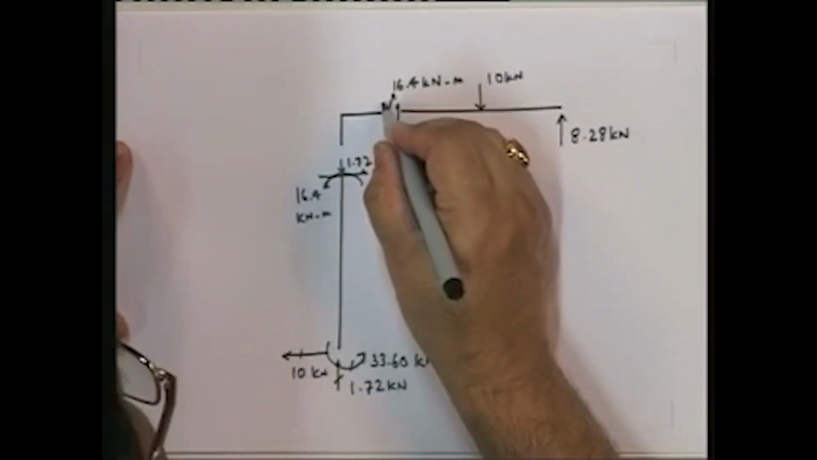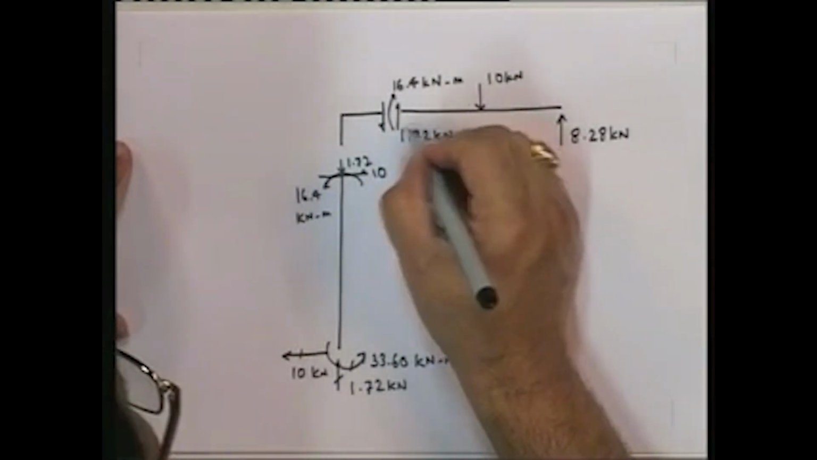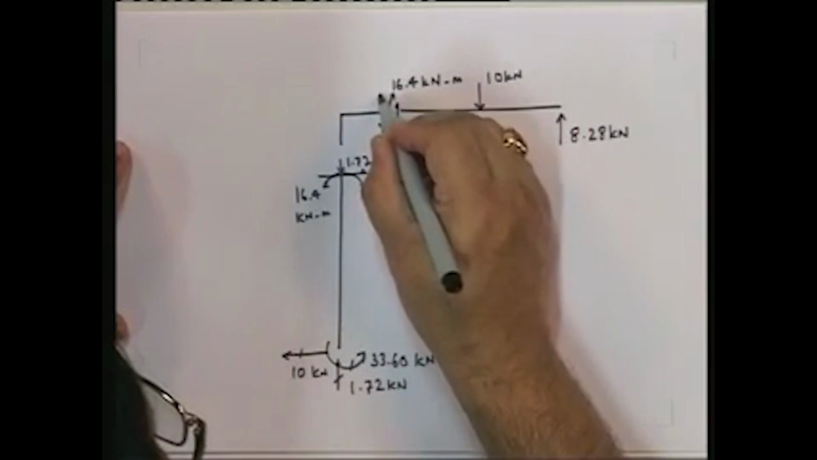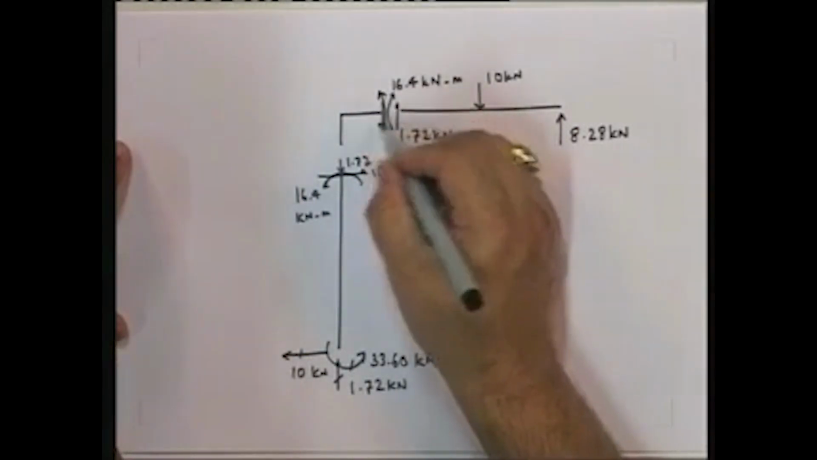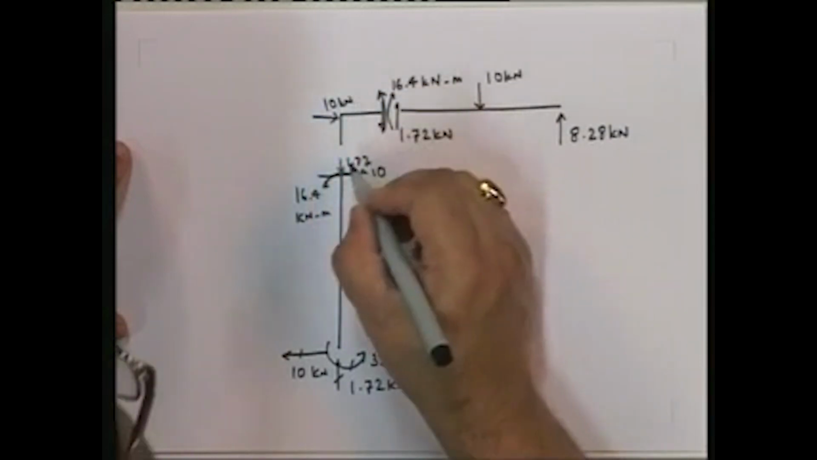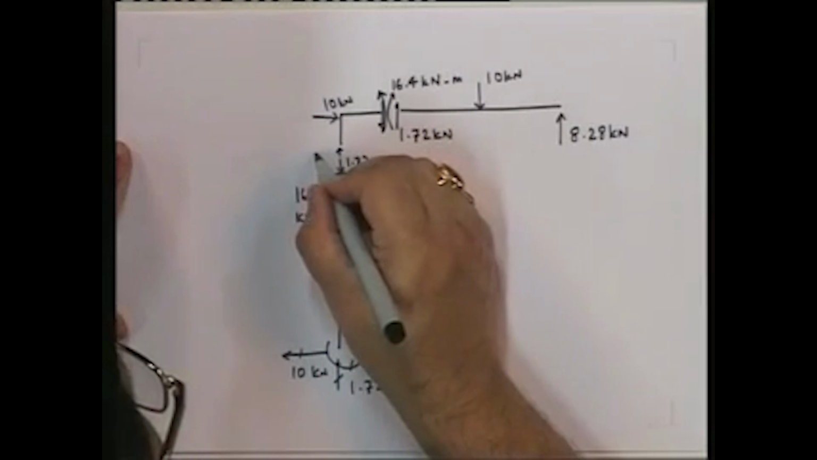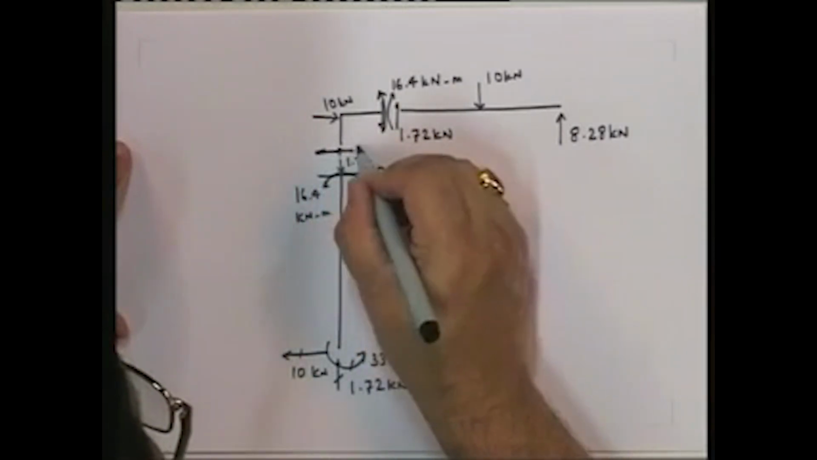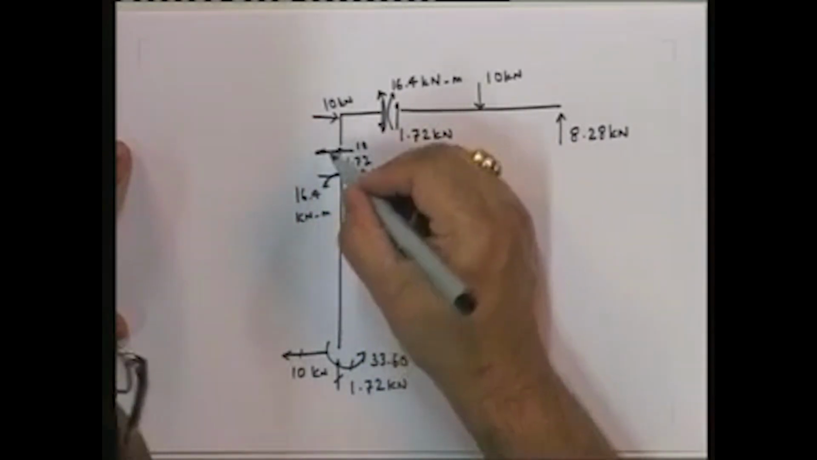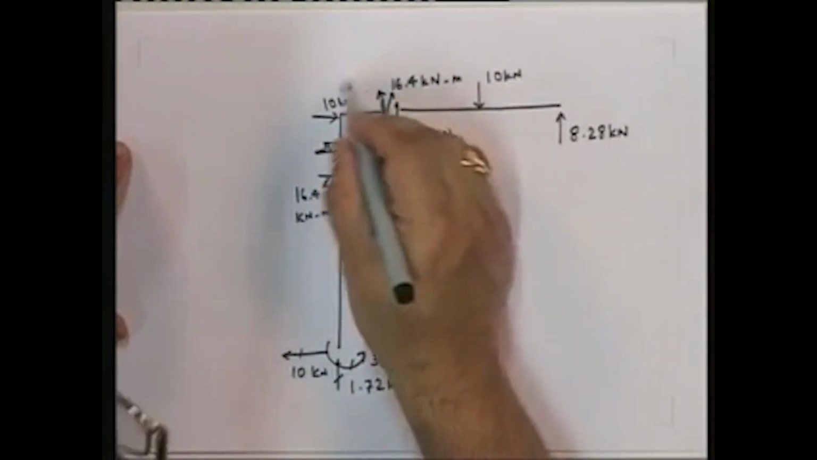So this side is going to give rise to this force, which is equal to 1.72, and is going to give rise to a moment here. Okay, and here I have the 10 kilonewton force, and then over here I'm going to have 1.72. This is going to be in this direction 10, and the bending moment is going to be in this direction. So let us look at the joint now.